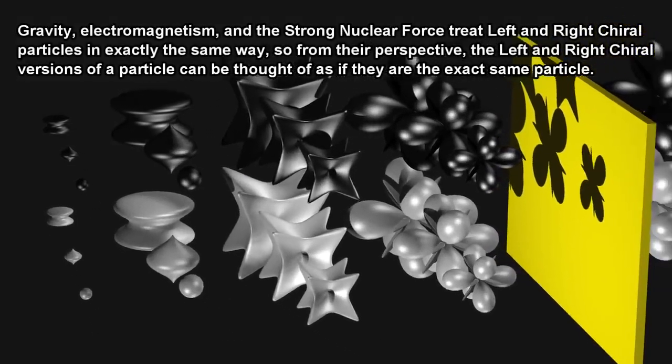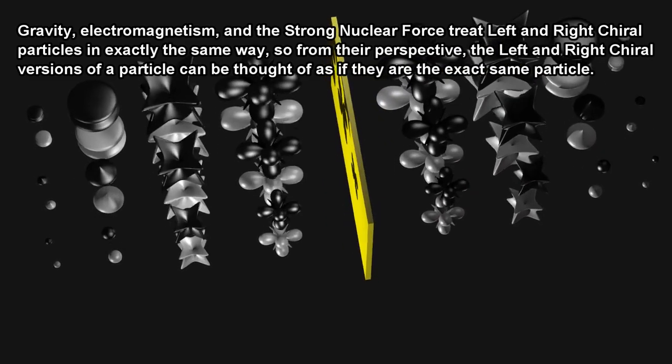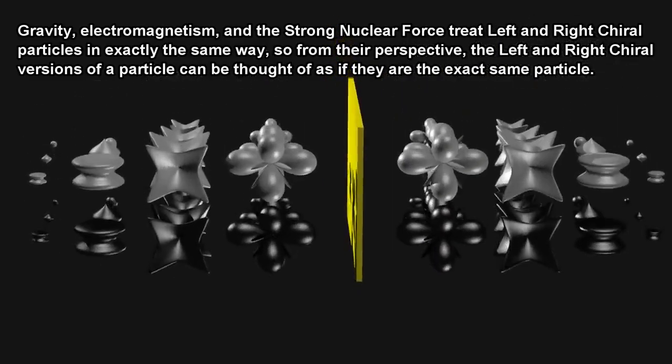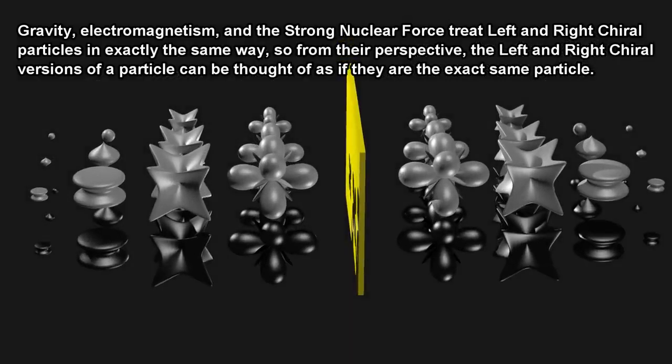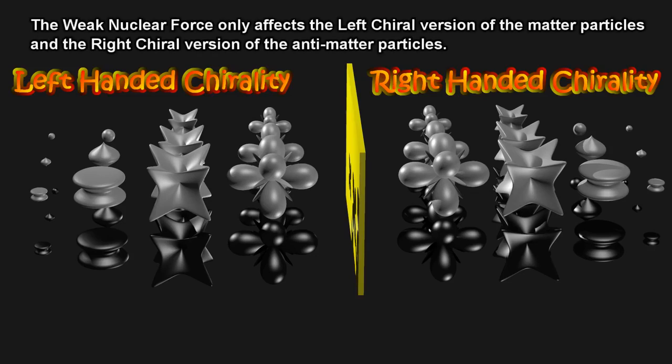Gravity, electromagnetism, and the strong nuclear force treat left and right chiral particles in exactly the same way. So from their perspective, the left and right chiral versions of a particle can be thought of as if they are the exact same particle. The only known phenomenon in existence that distinguishes between the left and right chiral particles is the weak nuclear force. The weak nuclear force only affects the left chiral version of the matter particles and the right chiral version of the antimatter particles.